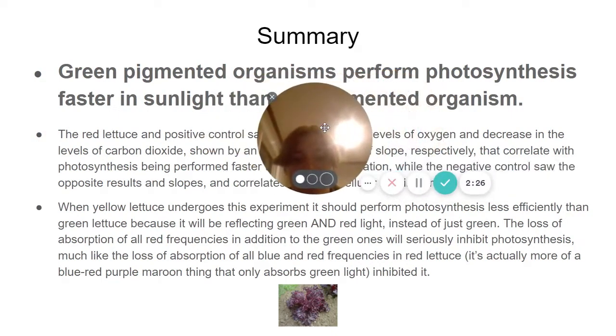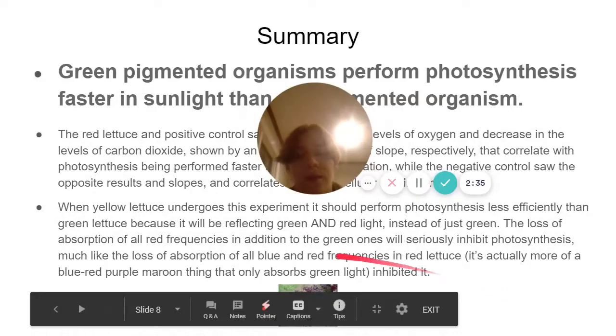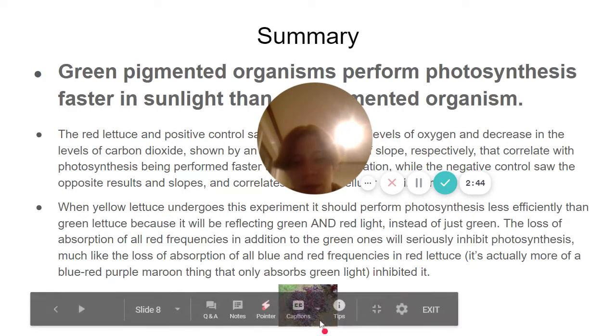The future condition was yellow lettuce. And I said yellow lettuce will perform photosynthesis worse than green lettuce, but probably about the same as red lettuce, because green lettuce only reflects green light, but red lettuce reflects red and blue light. It's kind of a purplish. And then yellow lettuce would reflect green and red. So I think that the chlorophyll just absorbs more, and for that reason it's more efficient, and that yellow lettuce would not be as efficient.